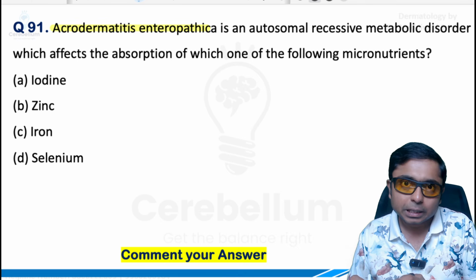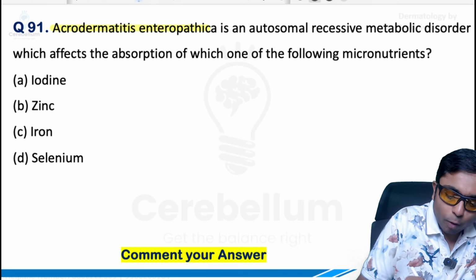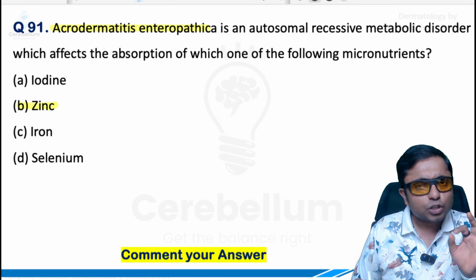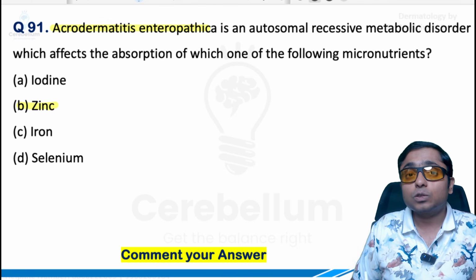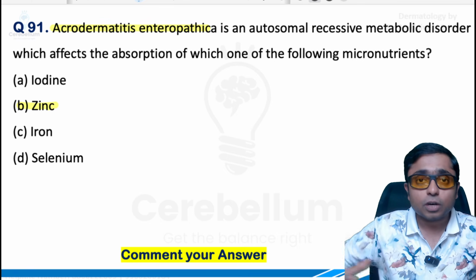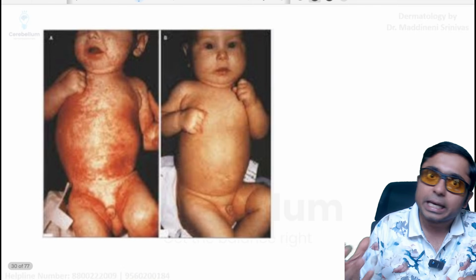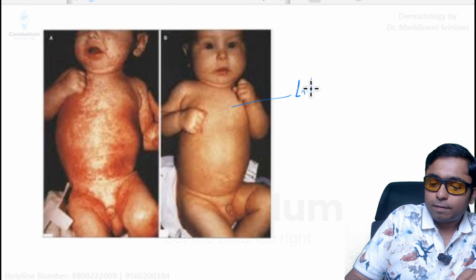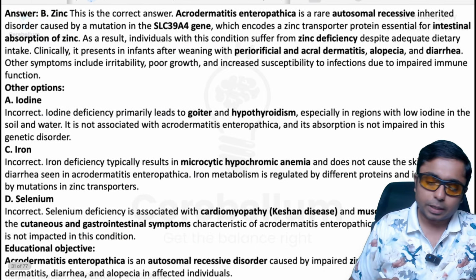Next is a one-liner. Acrodermatitis enteropathica is due to a problem in which absorption? It is zinc absorption that is defective in these children. That is the reason why after 6 months, during the weaning period, there are going to be dermatitis changes seen in the acral areas and also in the periorificial areas. And what is the treatment? Lifelong zinc supplementation is going to treat these children.